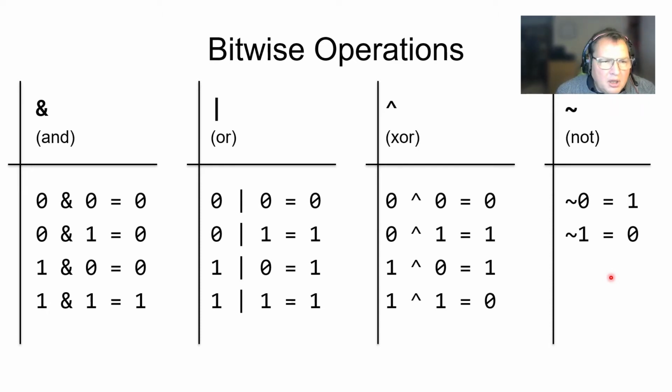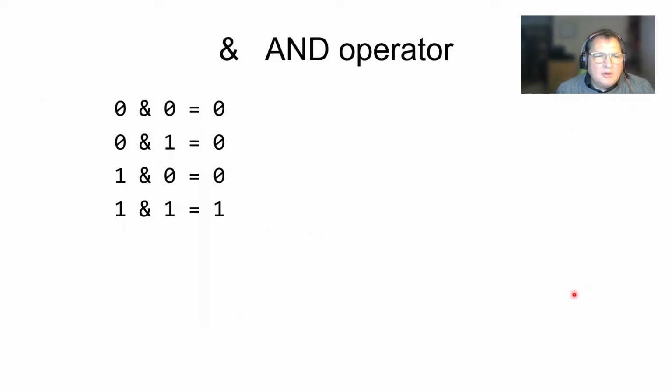For example, the AND operator is defined in this way: 0 and 0 equals 0, 0 and 1 equals 0, 1 and 0 equals 0, 1 and 1 equals 1. It is a bit similar to binary multiplication, but first of all, it's very similar to the Boolean AND operator, if we only notice that 0 is equivalent to false and 1 is equivalent to true. So false and false is false, and so on.